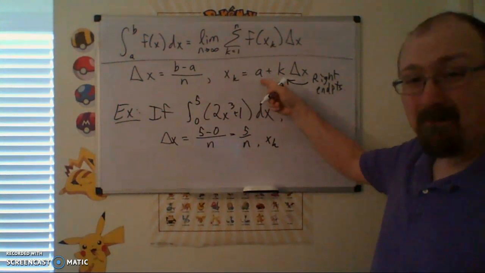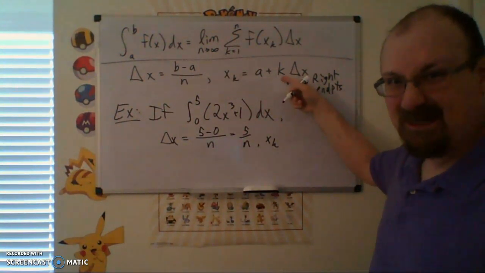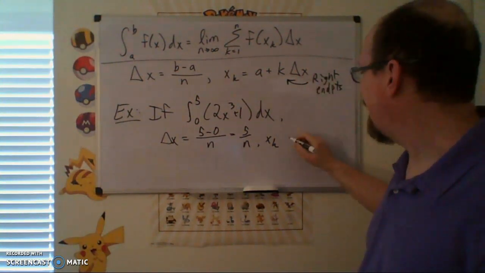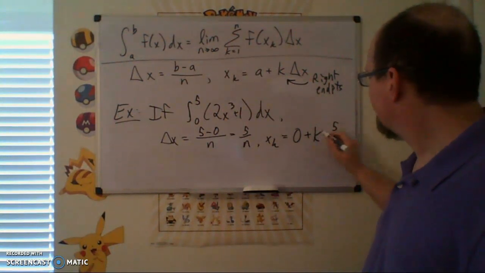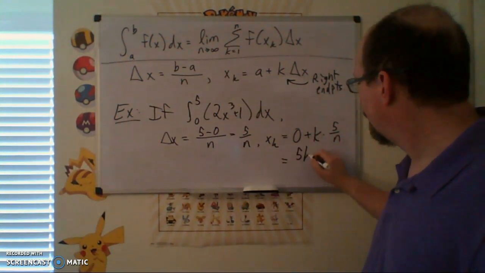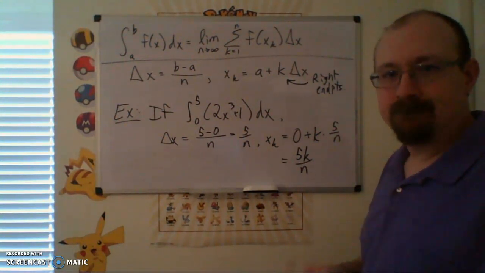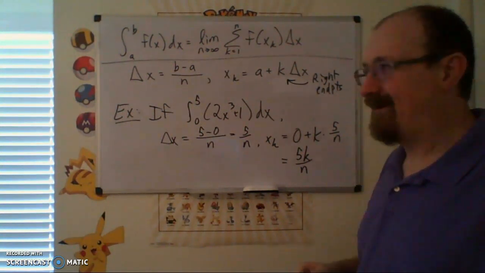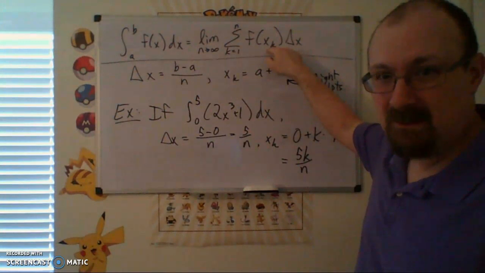My x of k, I'm going to feed in my a value of 0. K is the index of my sum, I need to keep it around. Delta x, we just worked out. So it looks like 0 plus k times 5 over n, or 5k over n. Okay, so we've got delta x, we have x of k. Now we've got to fill in the blanks of this formula right here.